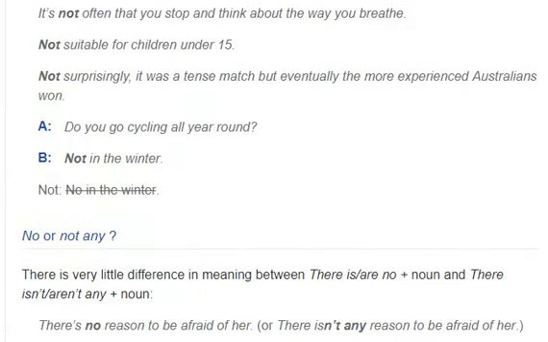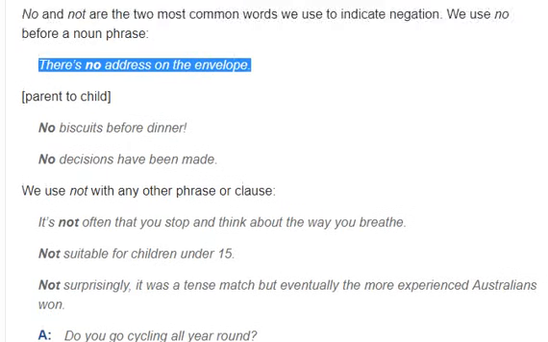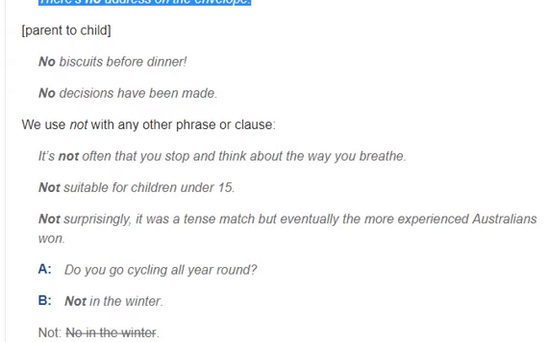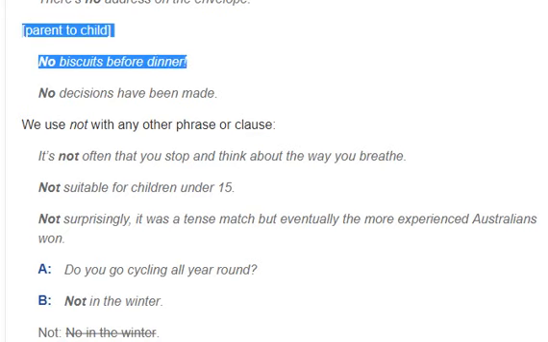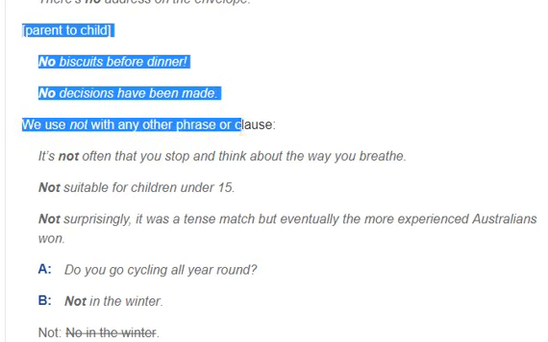Aqui, nós estamos vendo parent to child, os pais para a criança. No biscuits before dinner. Não come biscuits, é um tipo de pão dos Estados Unidos, é muito gostoso. Antes do jantar, antes do supper, dinner, ou refeição da noite. No decisions have been made. As decisões não foram feitas ainda.